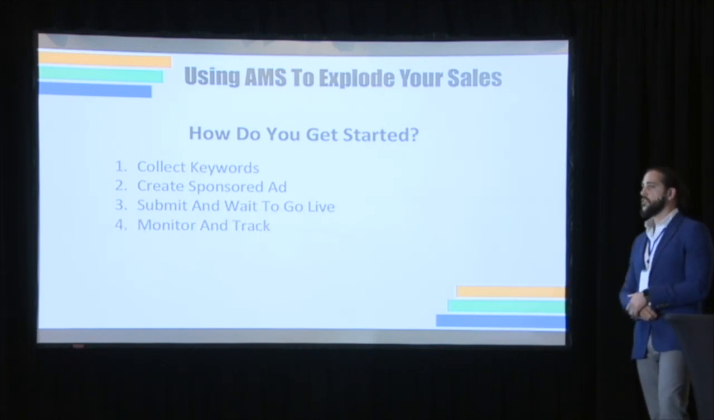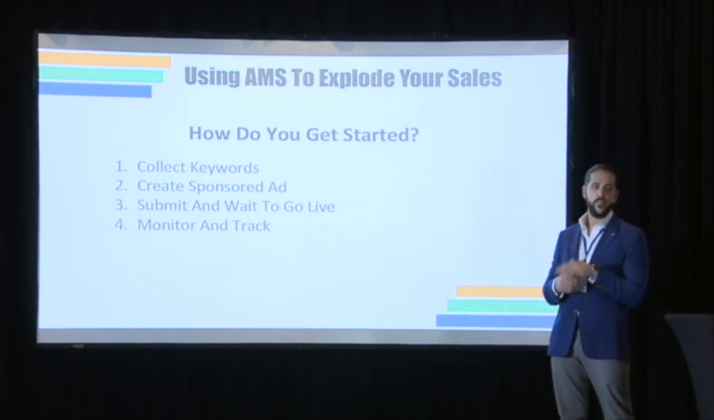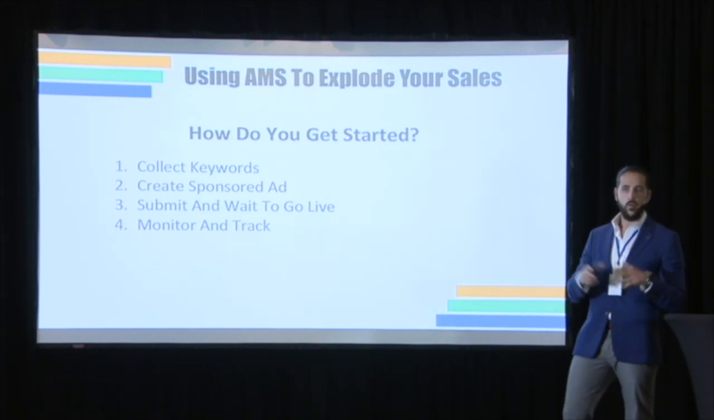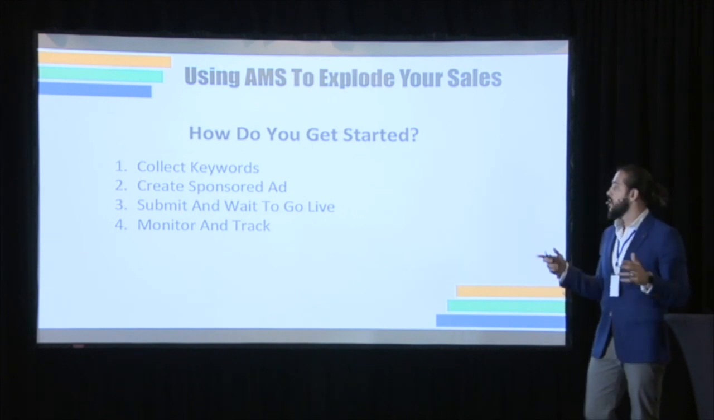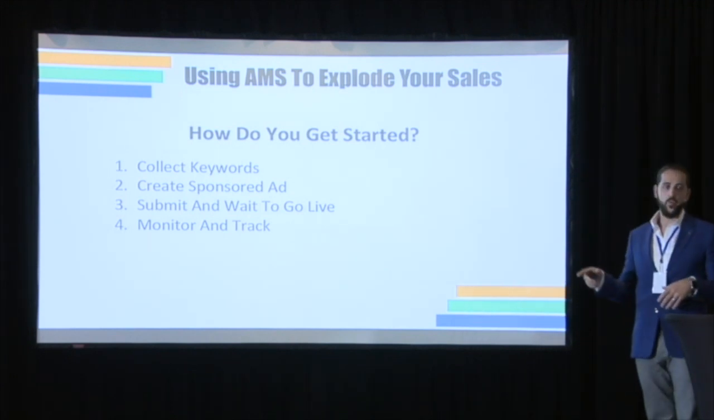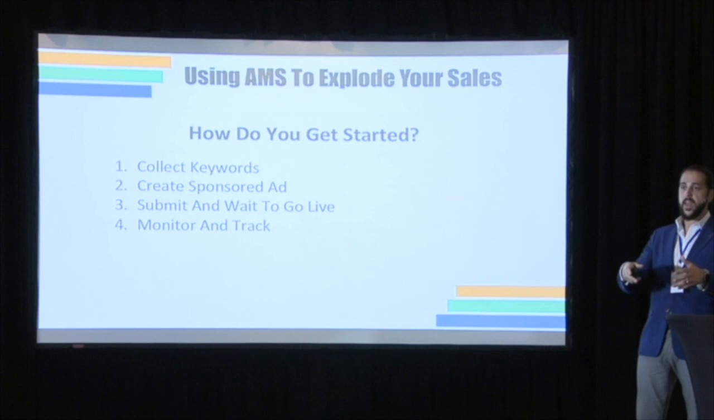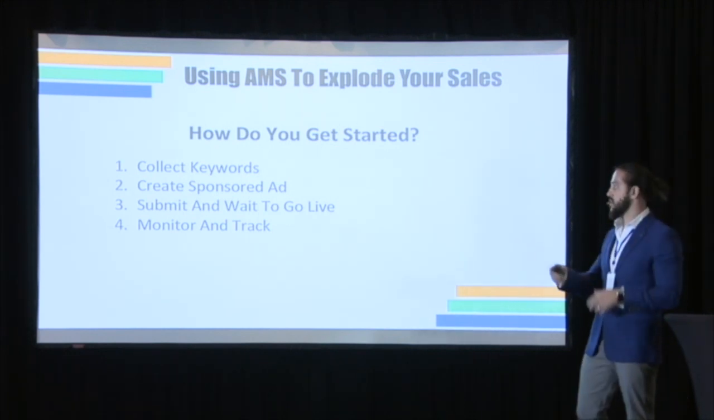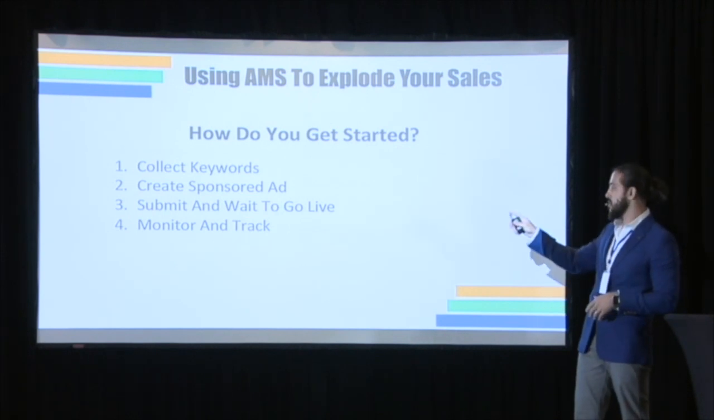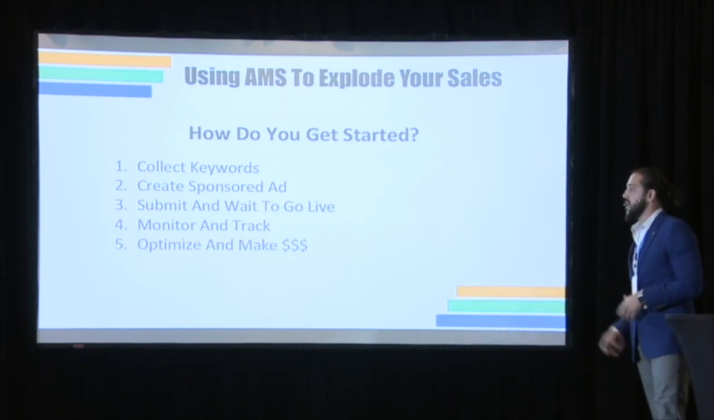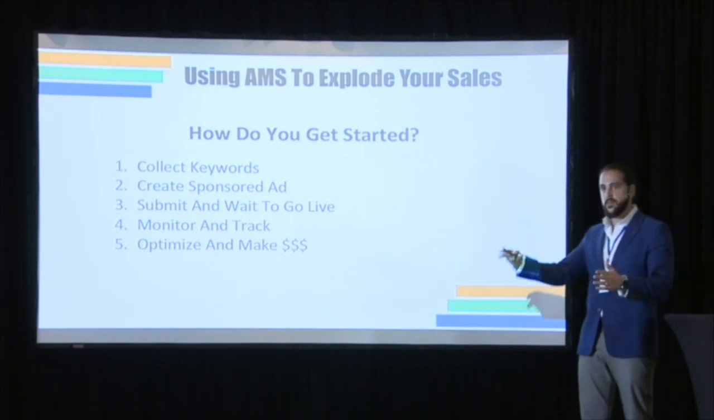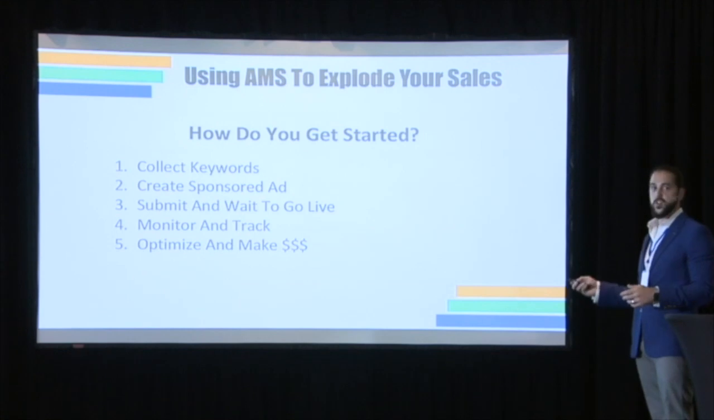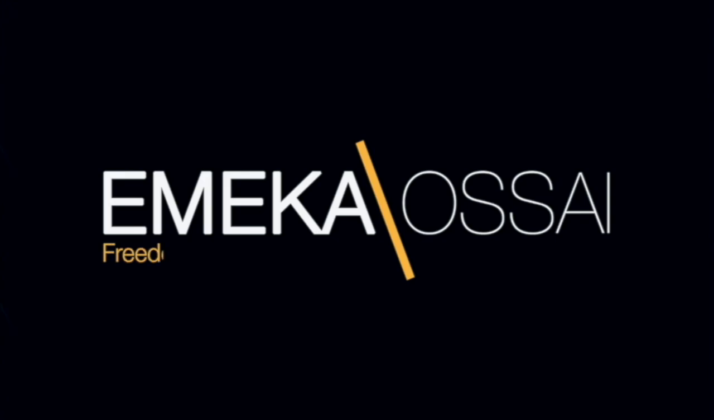Number 4 is monitor and track. This is very, very important, because if you're not doing this, you're not going to know overall how your ad is performing. Now, this is more of a case for the US, because the UK and even Canada, their interface is updated. They show you all the statistics, daily statistics. In the US, they're not doing this, so I highly recommend that you still do this. And then the last step is just to optimize and make sales. That's it. This is all that it takes to start crushing it with advertising on Amazon.